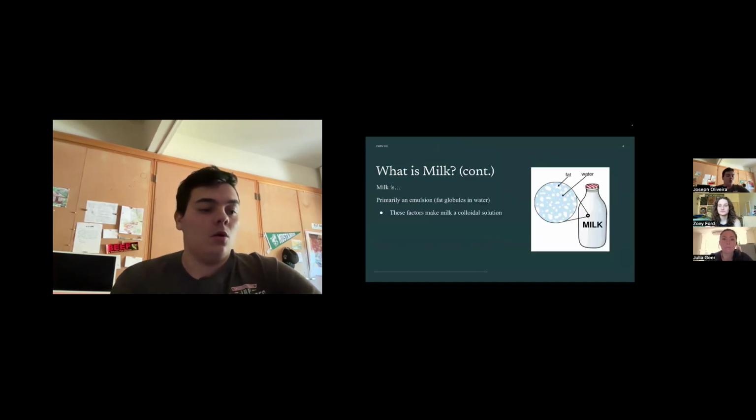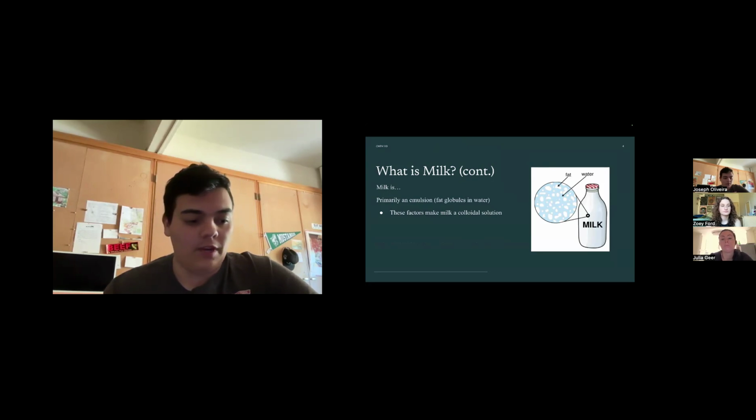What is milk? Milk is primarily an emulsion, which is fat globules in water. These factors make milk a colloidal solution. A colloidal solution is when matter exists in a state of division, intermediate to true solution and suspension. It is said to be in a colloidal solution or colloidal suspension. Some basic characteristics of a colloid are small particle size, electrical charge, and affinity of particles for water molecules. In addition to being a colloid, milk is also three things: a solution, a suspension, and an emulsion.